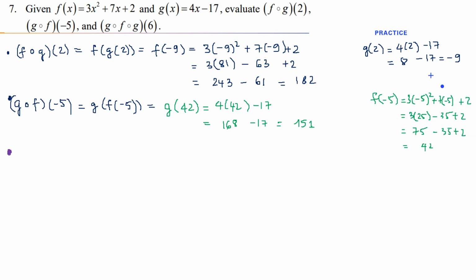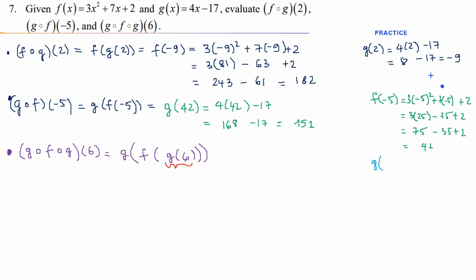What first will be outside? So g of f of g of 6. So we write g of f of g of 6. Whenever we say of, we have the parenthesis. And the most inside function is g of 6, so we have to find what is g of 6.